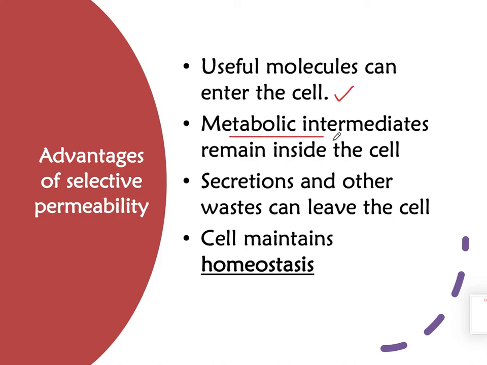Metabolic intermediates remain in the cell. Like your cell is doing glycolysis, or breaking down your glucose. So in between, if it is making pyruvate and that pyruvate is going out of the cell, in that case the complete glycolysis will be disrupted. That's why metabolic intermediates need to be held inside the cell, so that the complete process can happen.